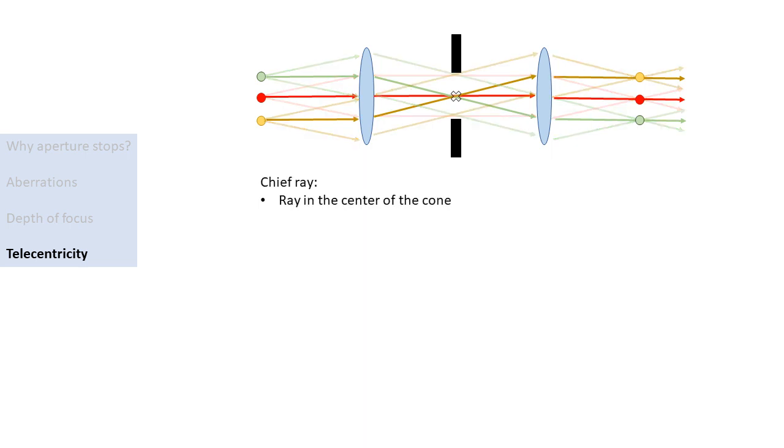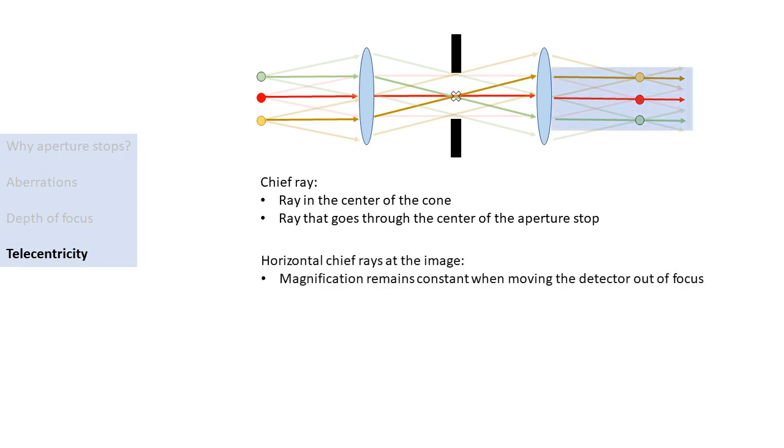Since the aperture stop determines the cone of rays that travels through the imaging system, the chief ray of a certain point source can also be defined as the ray that goes through the center of the aperture stop. Since the chief rays go horizontally through the image plane, the magnification of the image remains constant as the detector moves through focus. Such an imaging system is called telecentric.